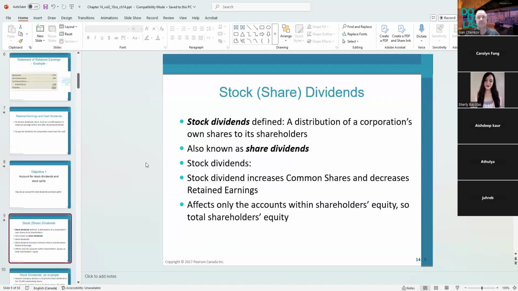Now, the stock dividend is a distribution of a corporation's own shares to the shareholders. That's the pure definition of the stock dividend. So instead of giving the shareholders cash, we're going to give them shares. It is also known as a share dividend. What's going to happen when we do that? We're going to increase the number of common shares on the credit side, and we're going to decrease the retained earnings. So what's the difference?